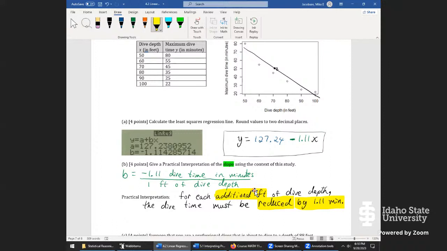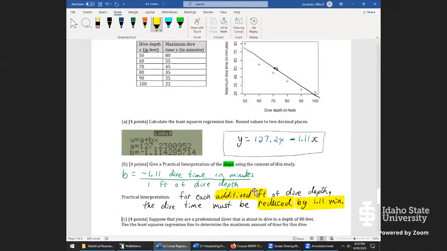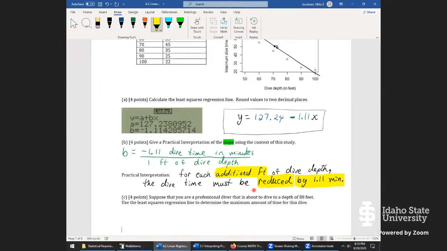Okay, riveting stuff. Now let's try the next interpretation. Well, this one's not an interpretation, this one's a computation. It says, suppose you are a professional diver, so congratulations, it pays well, it's just extremely dangerous. And you're about to dive to a depth of 88 feet. That would give me the heebie-jeebies.